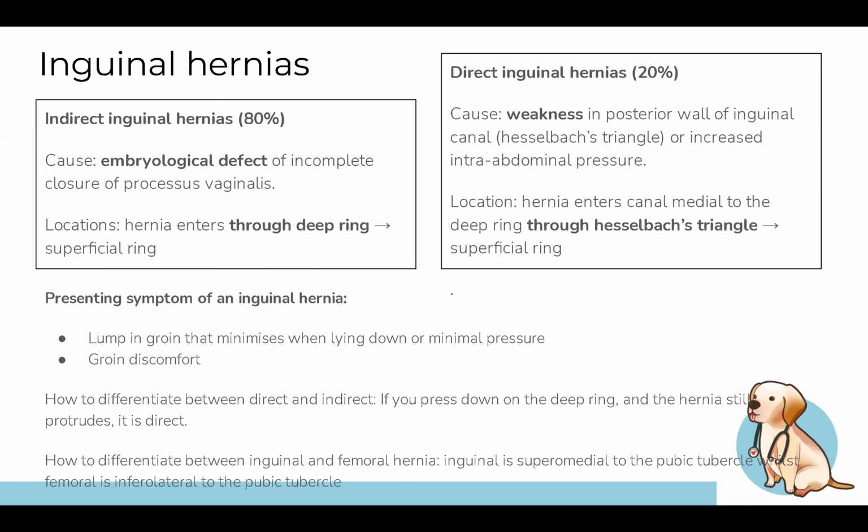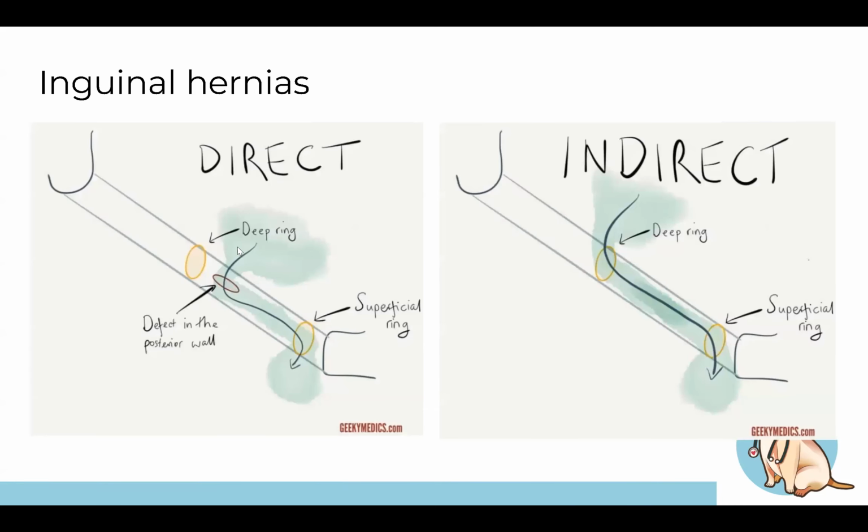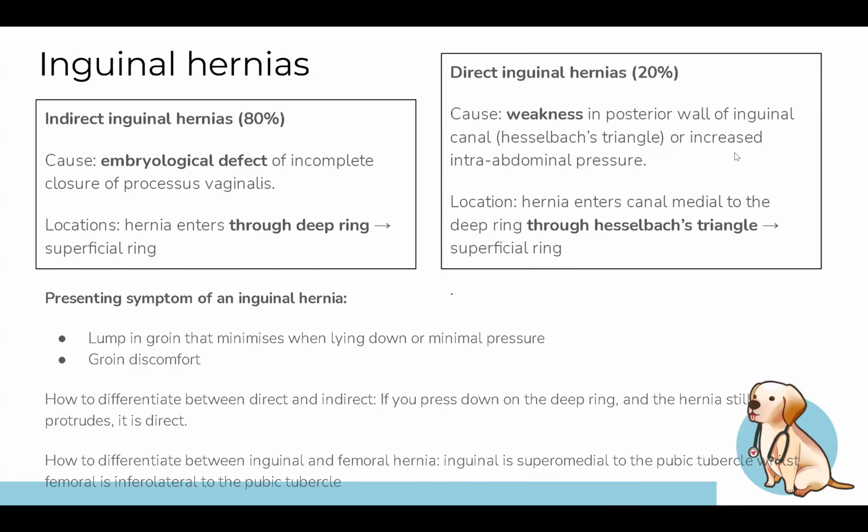So indirect inguinal hernia is an embryological defect of incomplete closure of the processus vaginalis. Don't get too overwhelmed about that right now. I'll cover what that is in a few seconds. And it herniates through the deep ring. Whereas the direct one is an acquired inguinal hernia, meaning that it's not embryological. There's weakness in Hesselbach's triangle and it herniates through that, essentially.